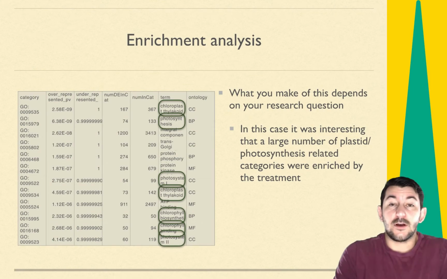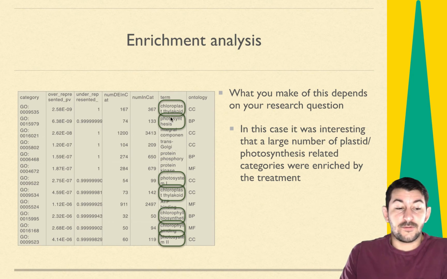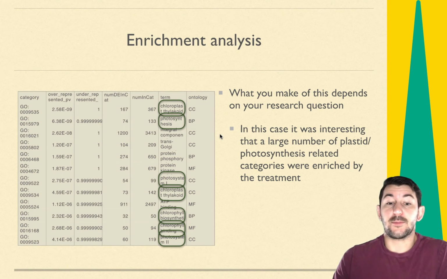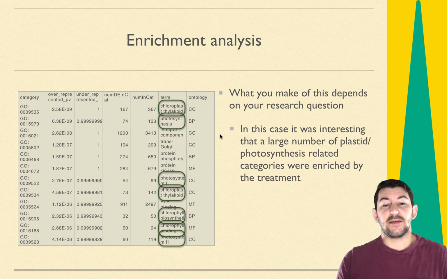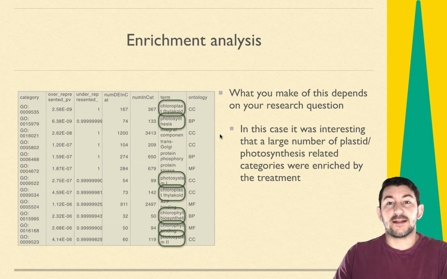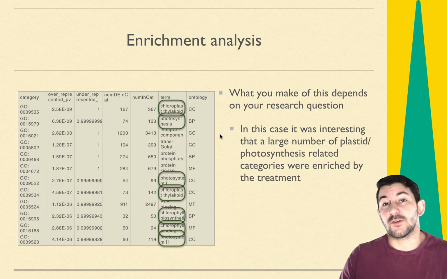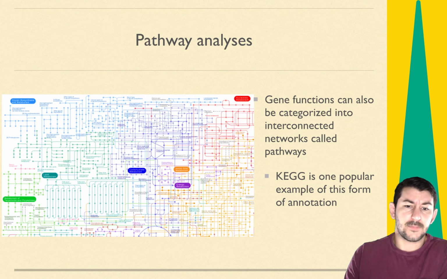In the instance of this work, we noticed that almost all of the functionally enriched categories had to do with plastids, the chloroplast, for example, and photosynthesis. And this was very interesting to us because it had to do with plants that had fewer cells but were maintaining equivalent rates of photosynthesis across a unit area of leaf tissue. So it made a lot of sense biologically to us.